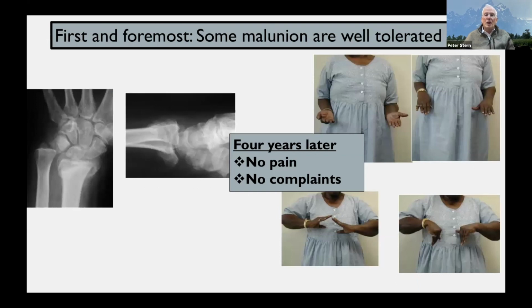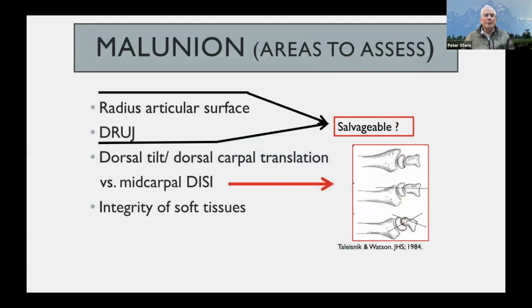Here's a patient of mine, not as bad as the one that Jesse showed, but this was a lady who had a distal radius fracture. X-rays look pretty bad with markedly positive ulnar variance, a distorted articular surface of the distal radius. In follow-up, 4 years later, she has full forearm rotation, no pain, no complaints, relatively limited wrist flexion and extension, but a happy camper in a senior patient.